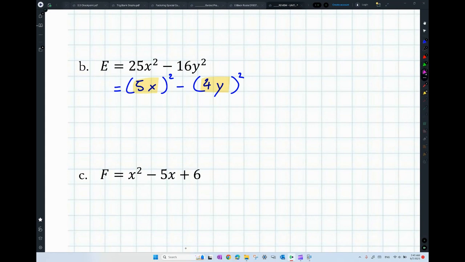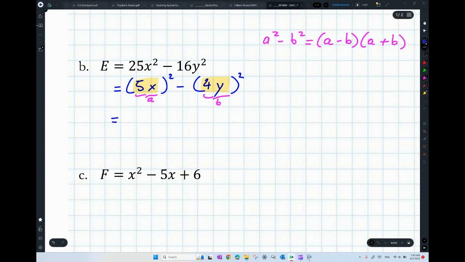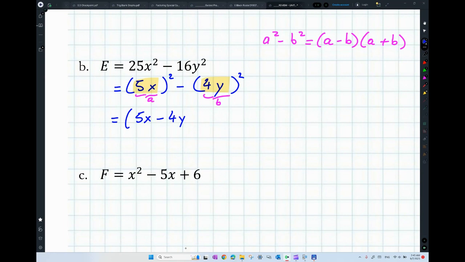So if you refer to the formula, this would be a, this would be b. And remember that a squared minus b squared, whatever a and b may be, I'll have a minus b times a plus b. So if I apply that pattern, I would have 5x minus 4y times 5x plus 4y.